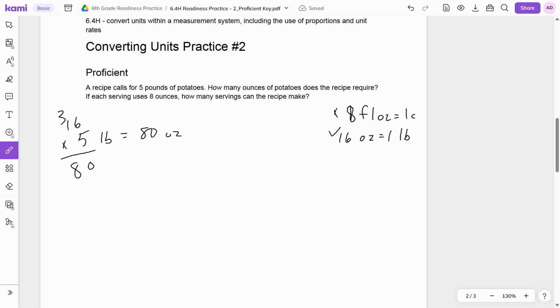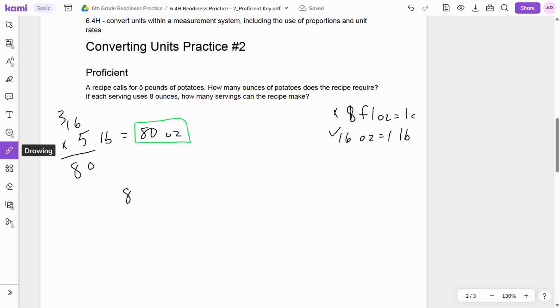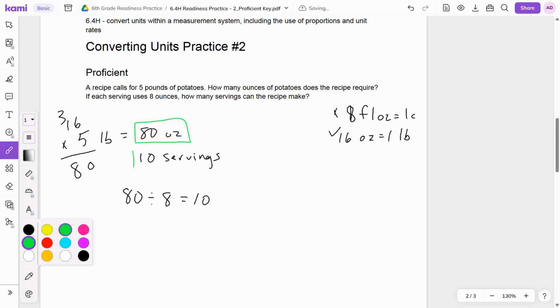So that's going to be my first question. The recipe makes 80 ounces. If each serving uses 8 ounces, how many servings can the recipe make? Well, I need to take my 80 ounces, divide that by 8 ounces per serving, and that's going to get me 10 servings. Since we're dividing that into 8-ounce chunks, I can get 10 8-ounce chunks out of that.